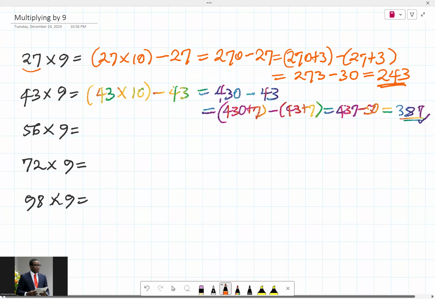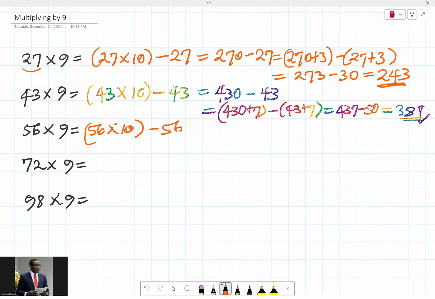So next you have 56 times 9. For 56 times 9, just say 56 times 10 minus 56 easily. And then this is equal to 560 minus 56. Well, maybe this is easy because you can just say 60 minus 56 is 4 already. So that's just 504. But if that's still not easy, you can just add 4 to this, add 4 to this. So you have 564 minus 60. So 60 just goes, and you still have your 504.